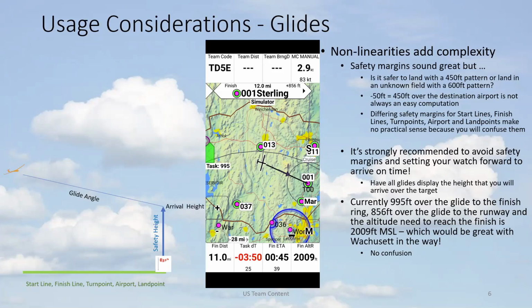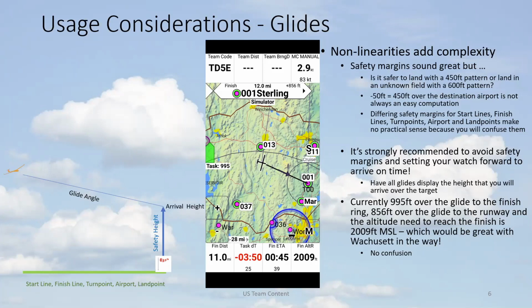All of these instruments have the ability to add margins and arrival heights of various degrees to each of the places that you want to glide to. So normally when you're programming one of these and controlling the glide, you're going to glide to a start line, a finish line, a turn point, an airport, or a land point.